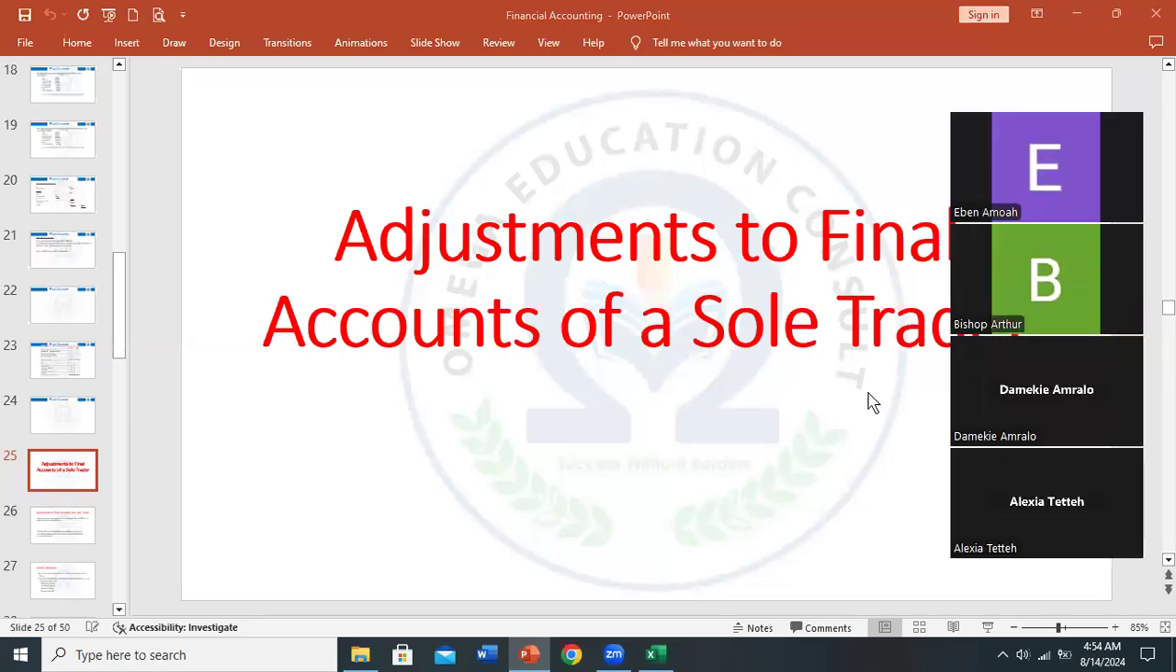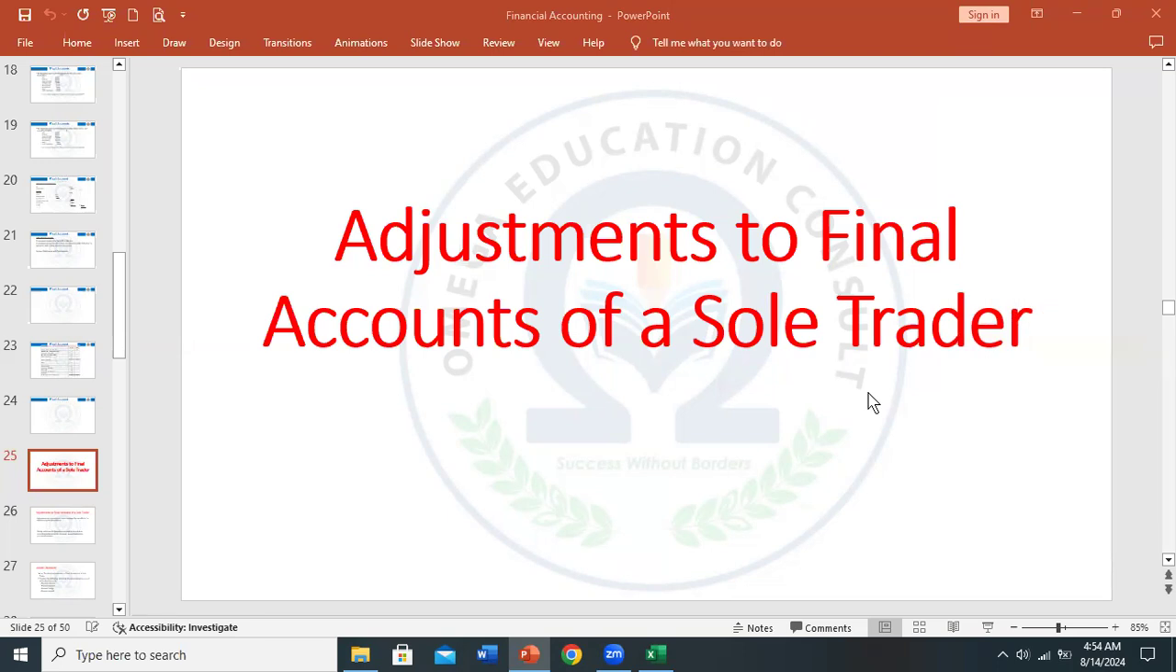Okay, since there is nothing to be asked, let's move on to today's lesson, which is adjustment to final account of a sole trader. The point here is that now we have been able to know the format. And please, you need to remember the format. It's very, very important. You need to know the format for the trading account, the format for the profit and loss account, the format for the balance sheet.